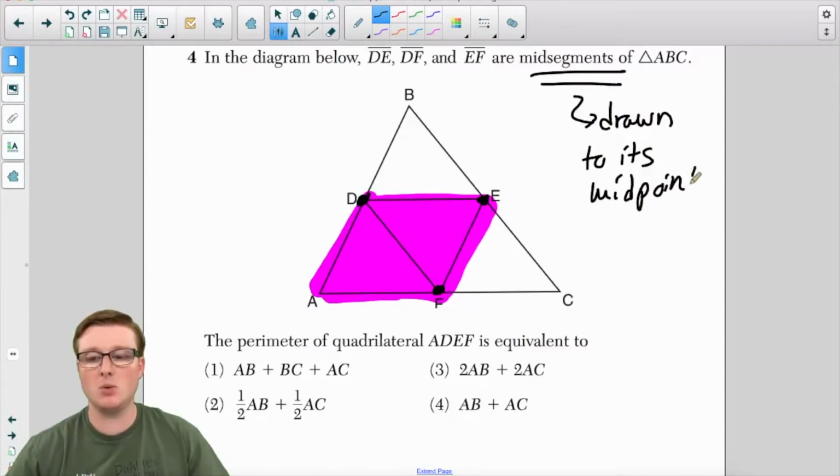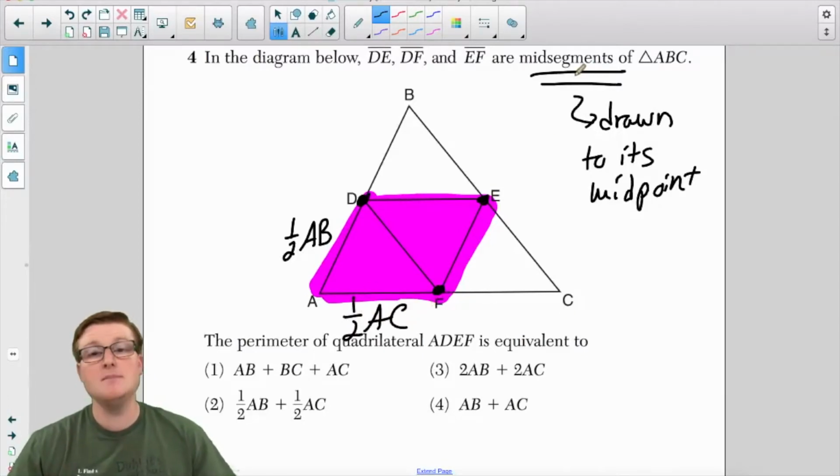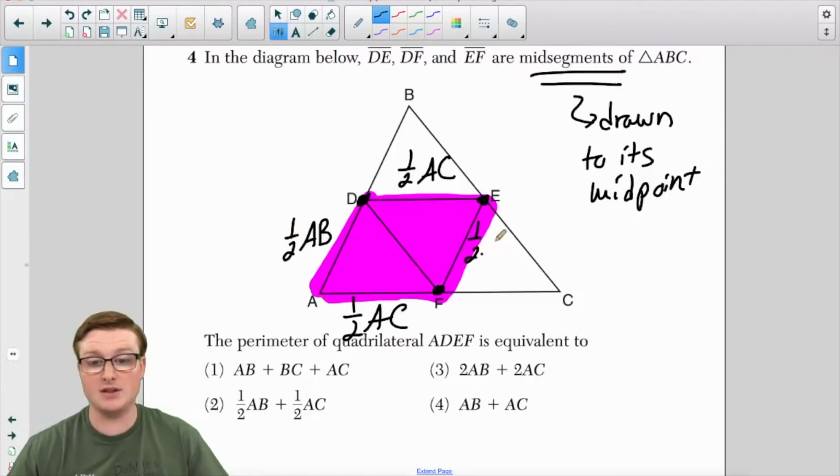Now a midpoint divides a segment into two congruent parts. So the length of AD is equivalent to 1/2 the length of AB. Same thing for AF: AF is 1/2 the length of, in this case, AC, because F is a midpoint. Now, mid-segments are also parallel to their base. So if AF is 1/2 the length of AC, DE is also 1/2 the length of AC. And DA is 1/2 the length of AB, therefore EF is 1/2 the length of AB.